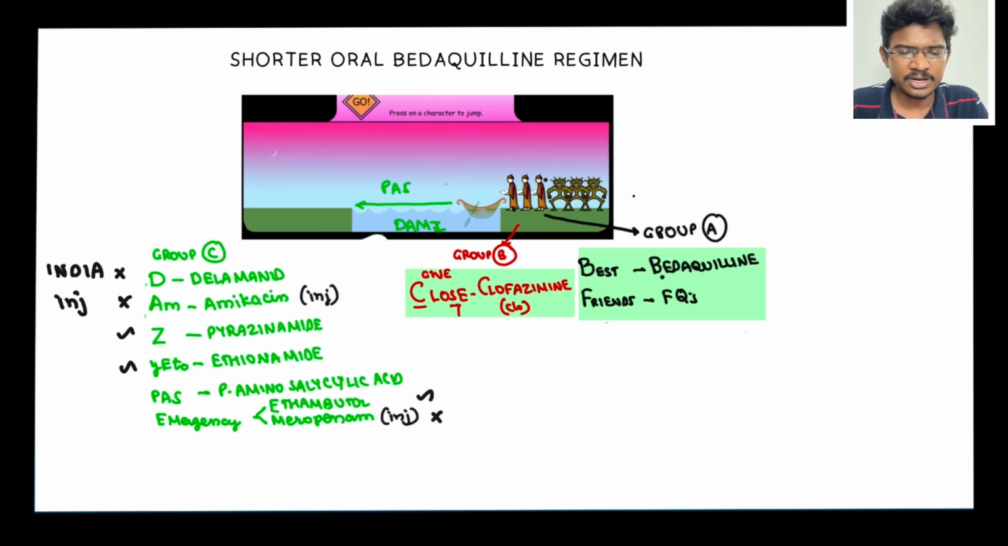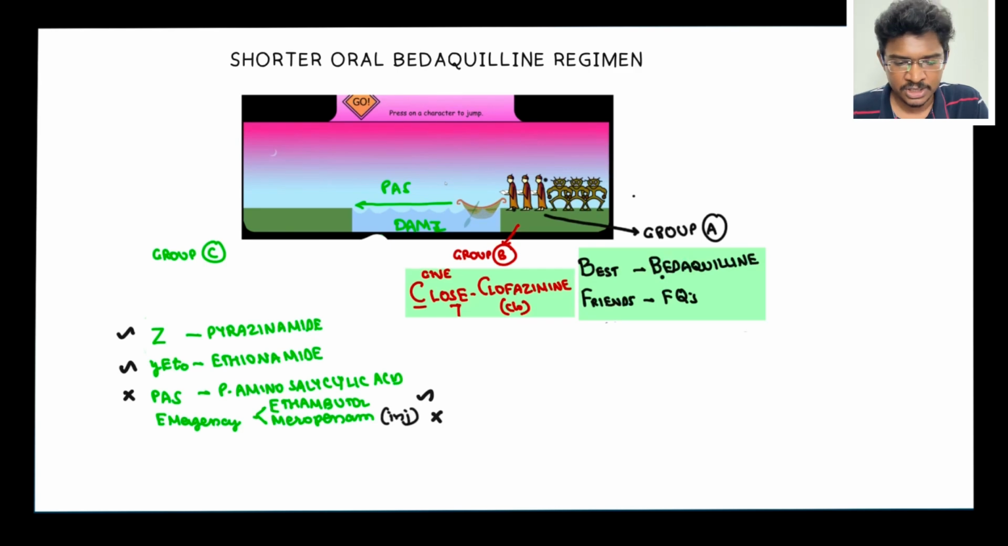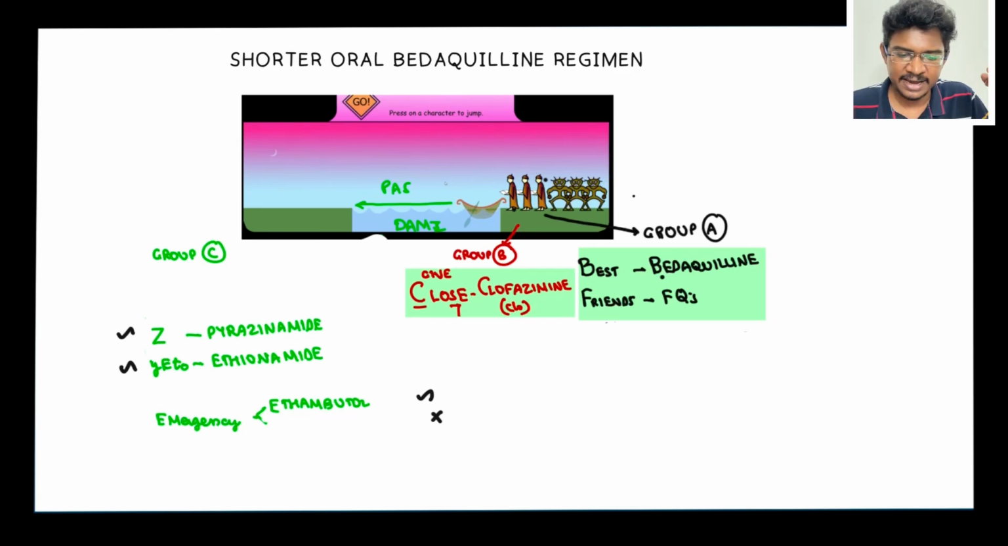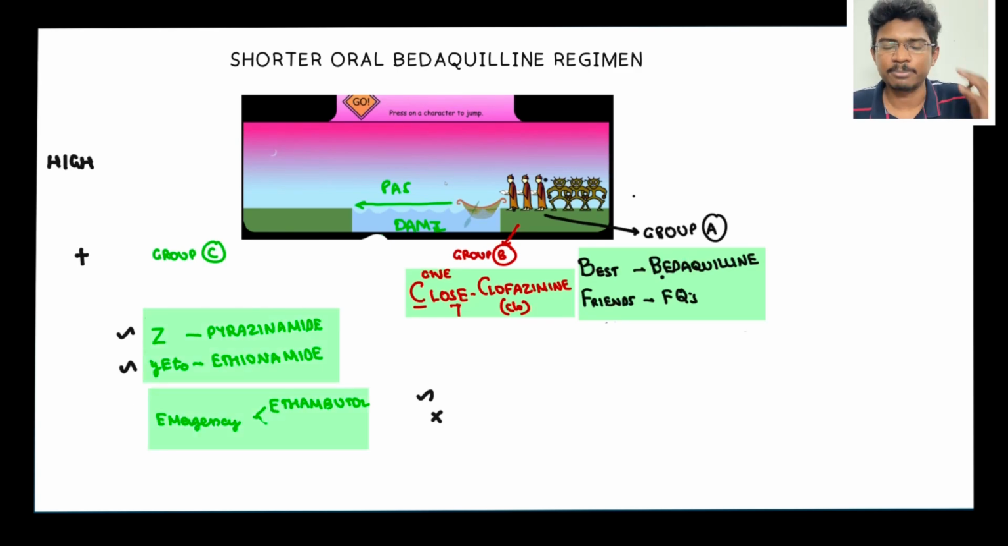Next, it is an oral regimen. Amikacin is injectable, so it can't be included. Pyrazinamide, yes, it is oral, it can be included. Ethionamide, yes, it can be included. Next, para-aminosalicylic acid has lots of side effects, so better not to include it in this oral regimen. Next, in the emergency, meropenem is injectable, you know. Ethambutol is oral. So what can you include? Yes, pyrazinamide, ethionamide, ethambutol. You have framed it. Along with that, high dose isoniazid can be tried. This is the shorter oral bedaquiline regimen.